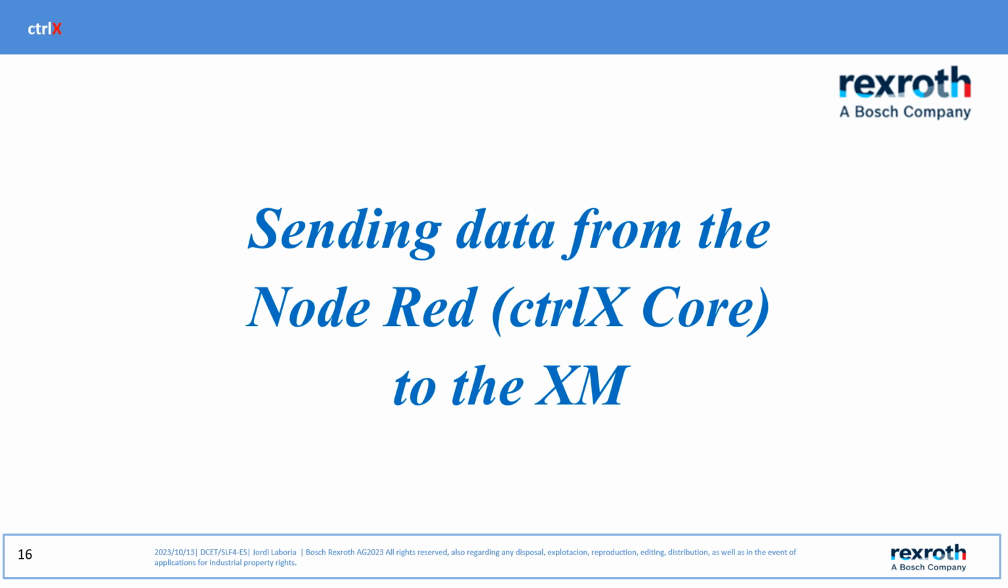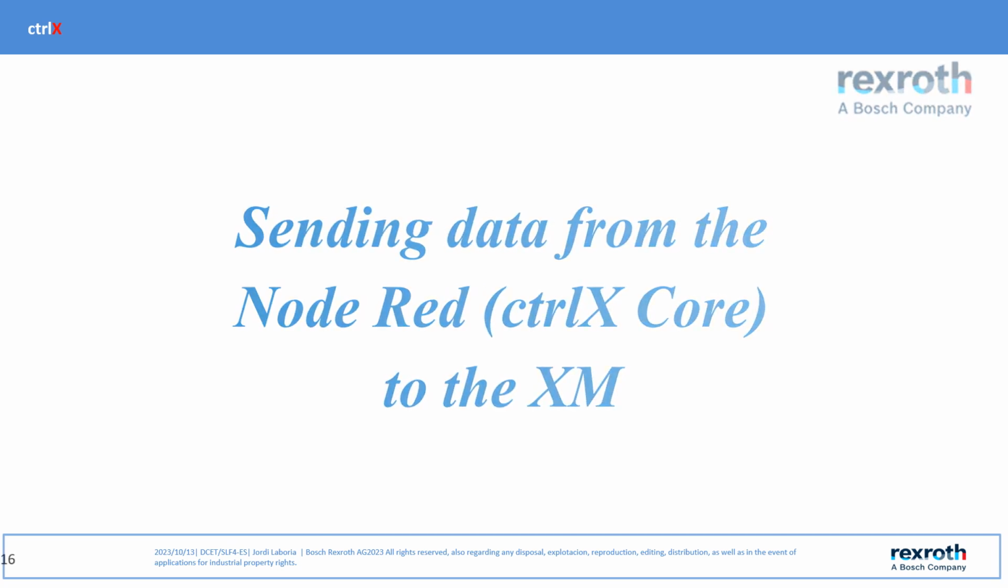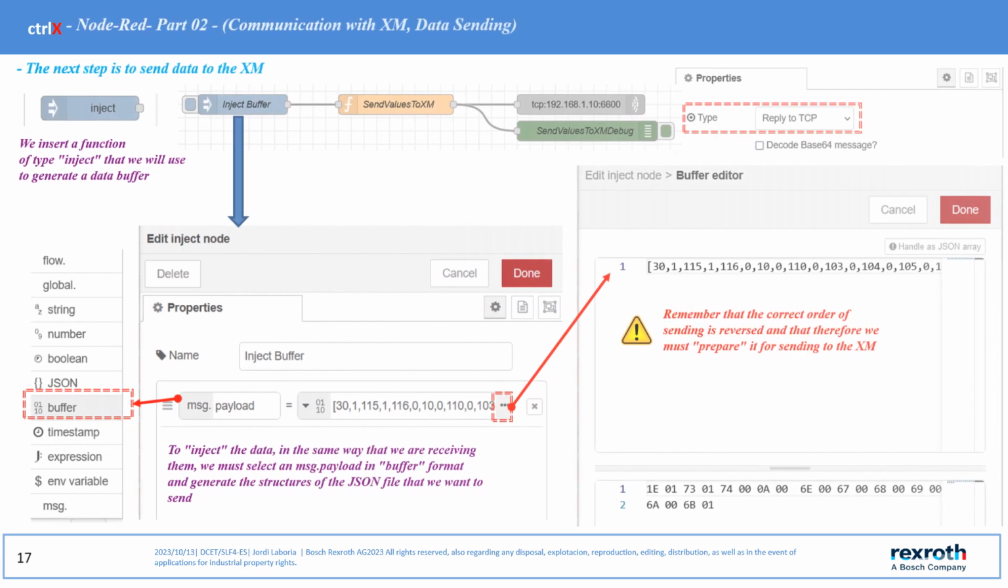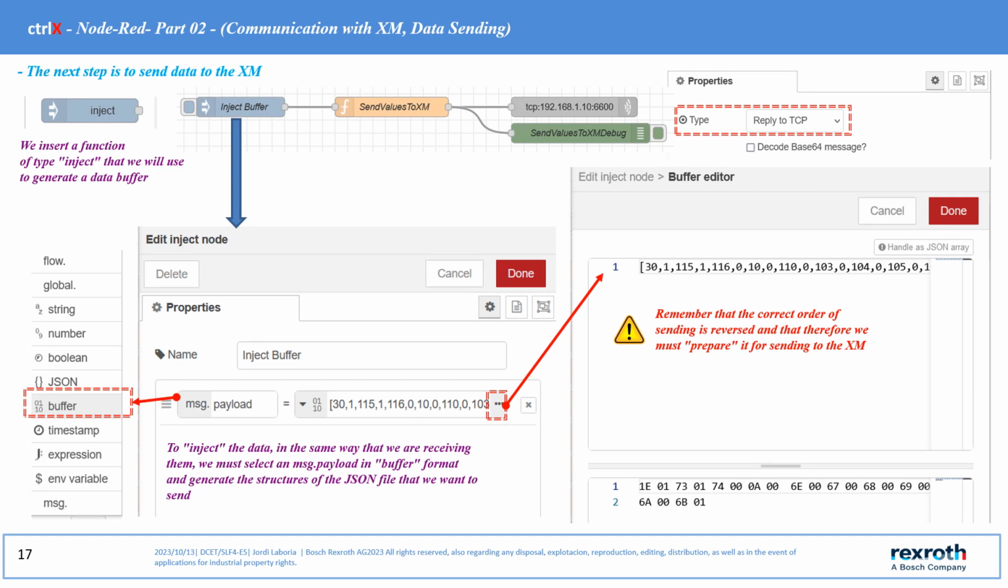Sending data from the Node-RED to the XM. To send data to the XM, we will use an injector as we had done before, and then we generate the buffer elements, taking into account that the data will be sent with the order of the bytes changed, so they must be treated.